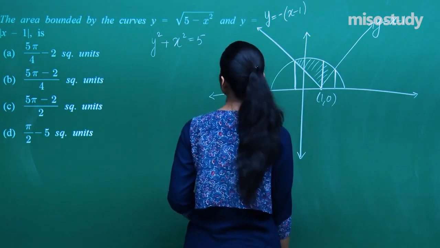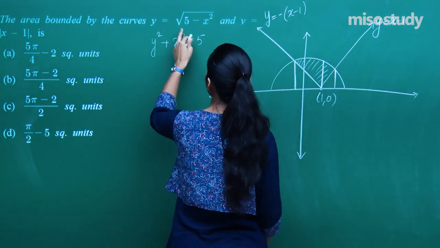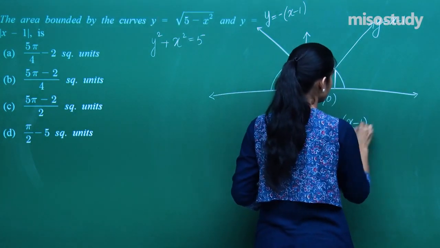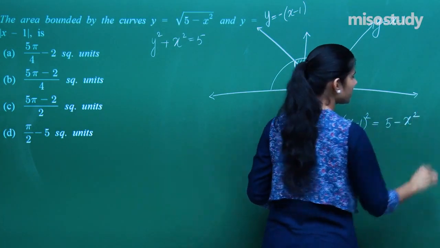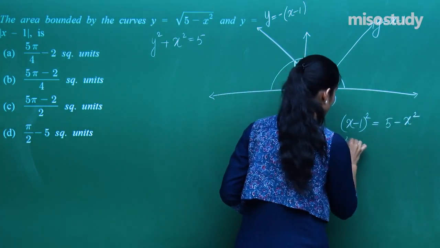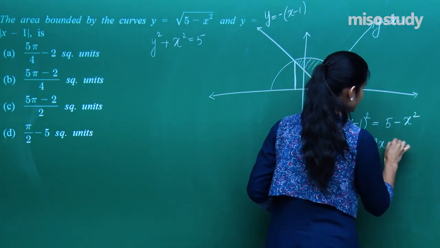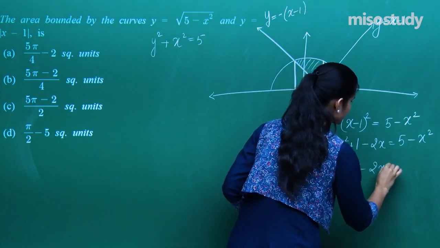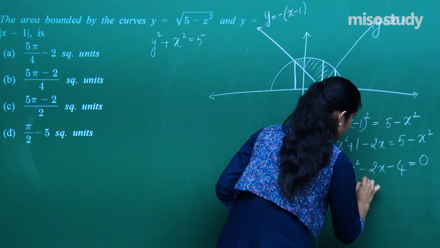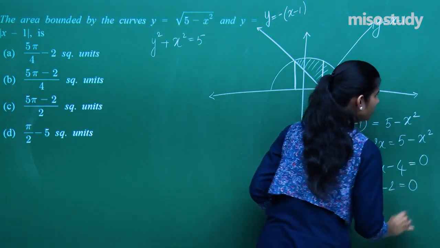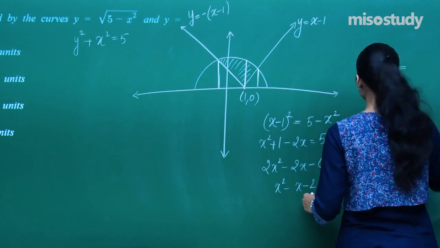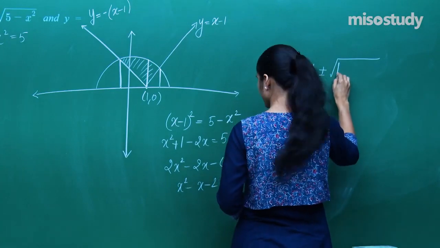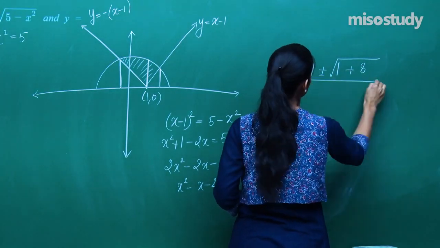What are the intersection points? Let's see. So y is x minus 1. If I put x minus 1 whole square equals 5 minus x square, what do you get? X square plus 1 minus 2x equals 5 minus x square. X square plus x square is 2x square minus 2x minus 4 equals 0. So you get x square minus x minus 2 is 0. X is 1 plus minus root over 1 plus 8 upon 2.